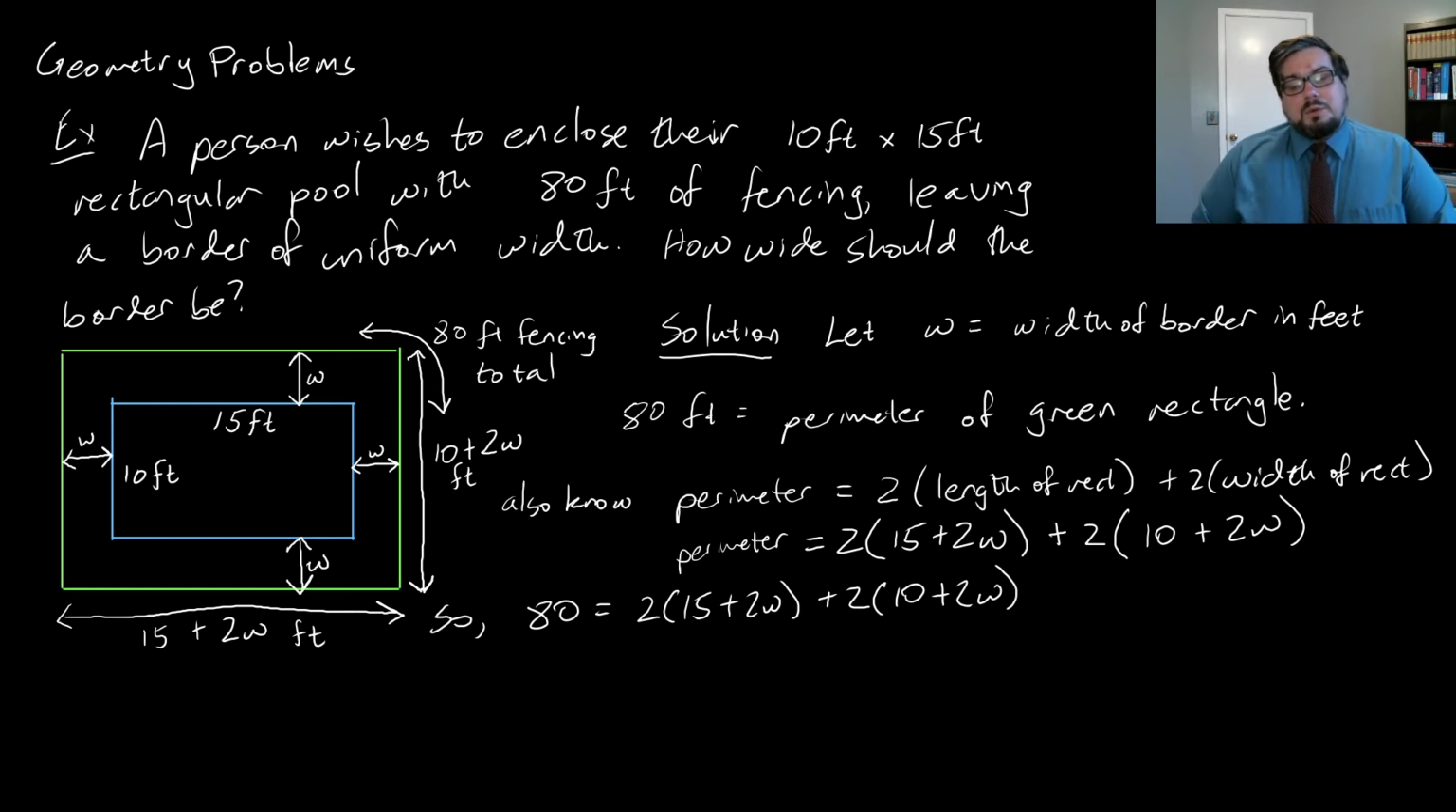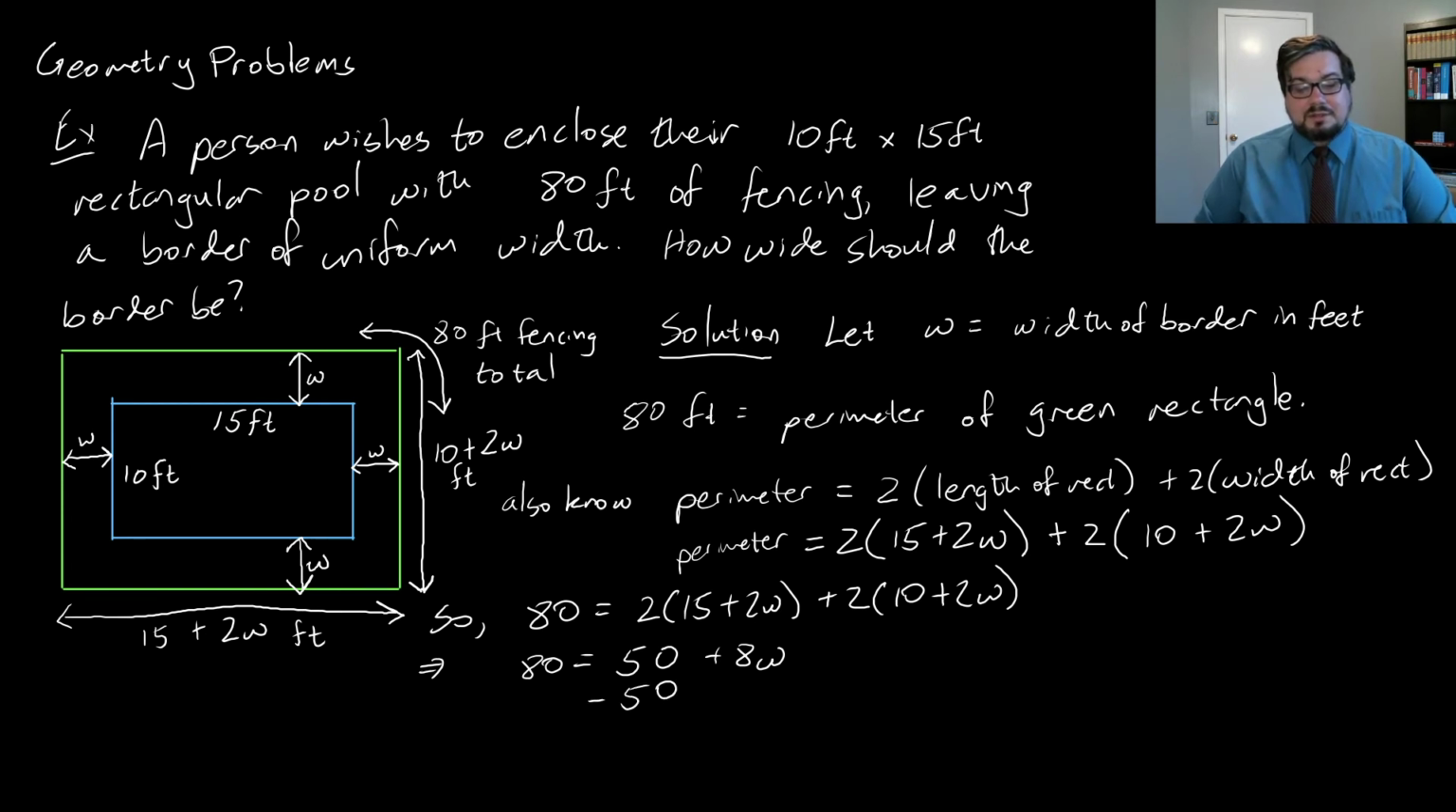Well, now we have found our equation, and you'll notice that it took us a little while to do this. A lot of times in these problems, coming up with the equation takes longer than actually solving the equation itself. In fact, solving this equation isn't going to be too much of a hassle. So we have that 80 equals, if we simplify the right-hand side, we get 2 times 15 is 30, and 2 times 10 is 20. So we're actually going to get 50 out of this. And then 2 times 2W is 4W. 2 times 2W is another 4W. So we're going to get 8W.